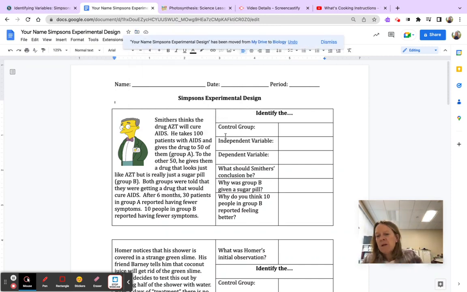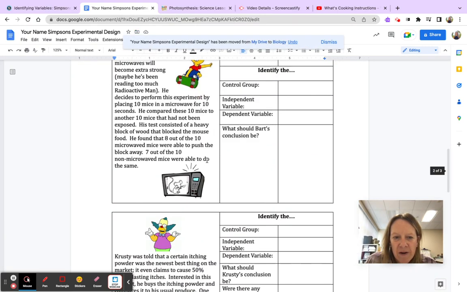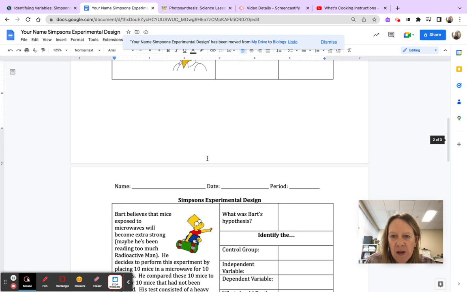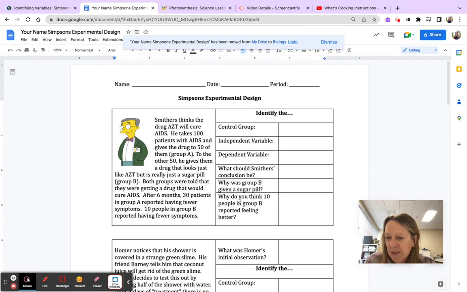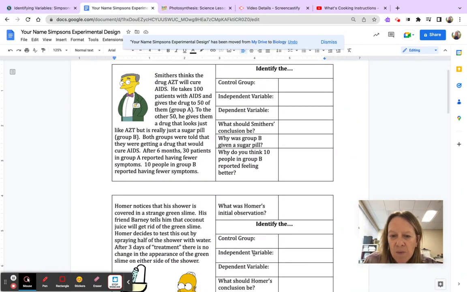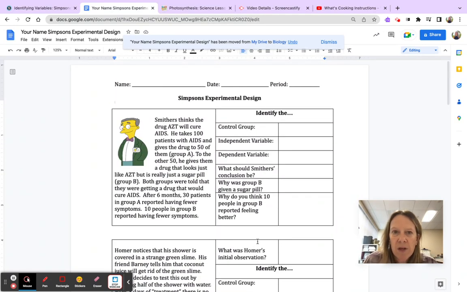All right. So what you're going to see here is 4 different scenarios, and you're just asked to identify some different things that we've talked about. All right. So I'm going to do one with you, and then you see how well you can do the rest, and we'll make sure that tomorrow that you've gotten it.